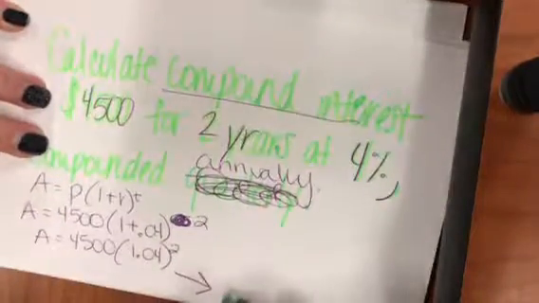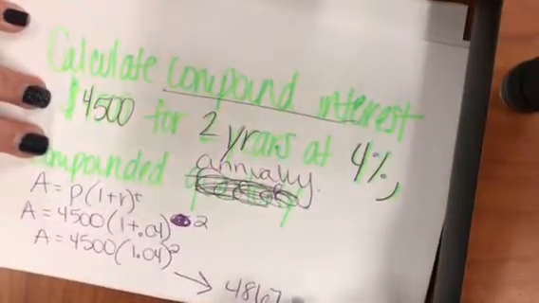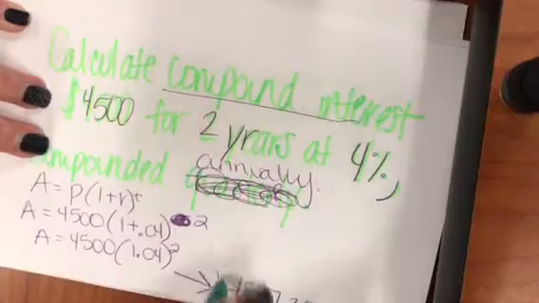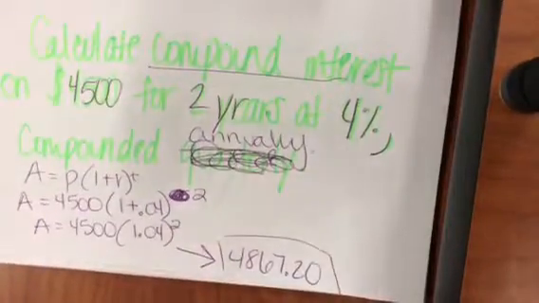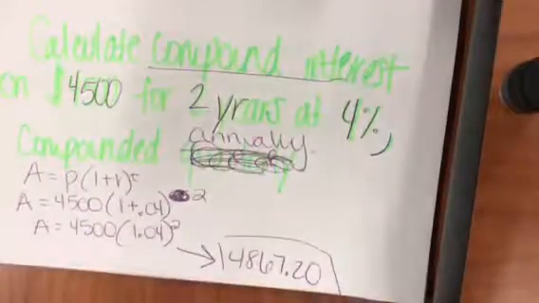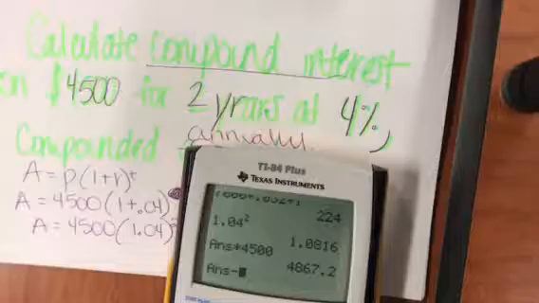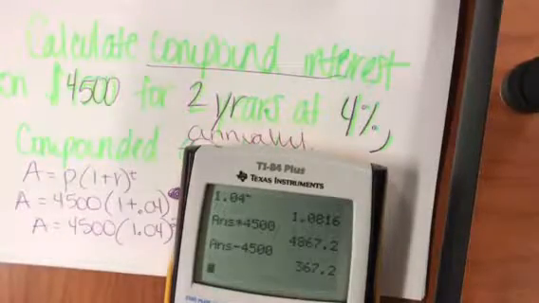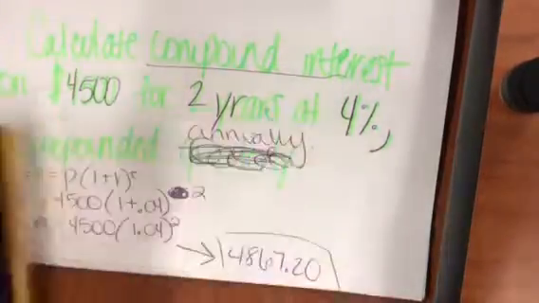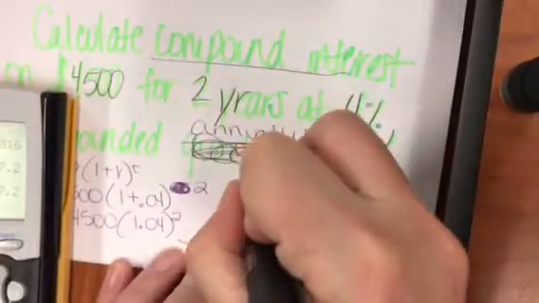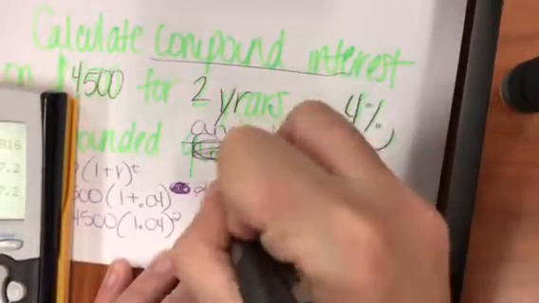So it's 4,867.20 because it's money. Just remember, that's how much is in the account. So it's asking for the compound interest. Well, how much interest did they earn? All you got to do is subtract the original principal, the principal, which is $367.20. So the compound interest is $367.20.